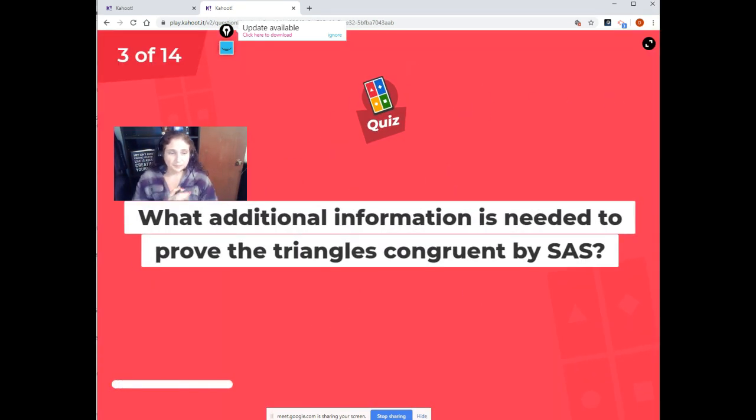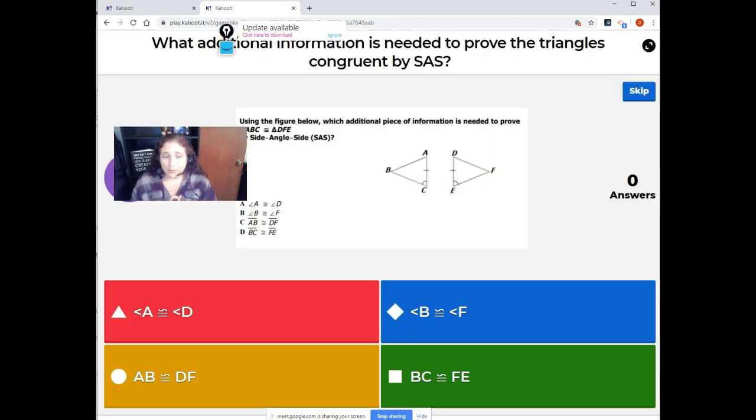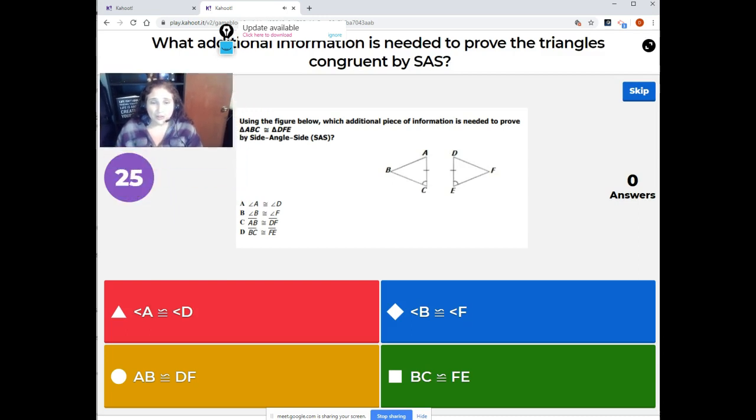Next. What additional information is needed to prove the triangles are congruent using side angle side?